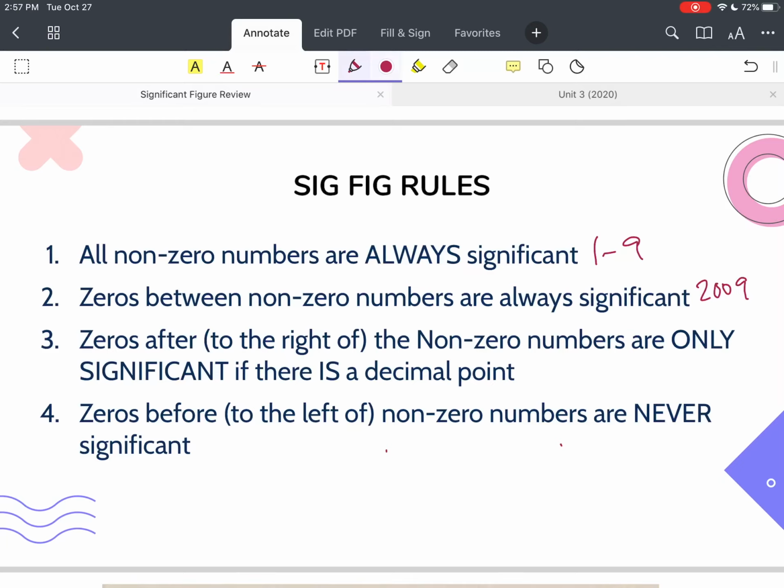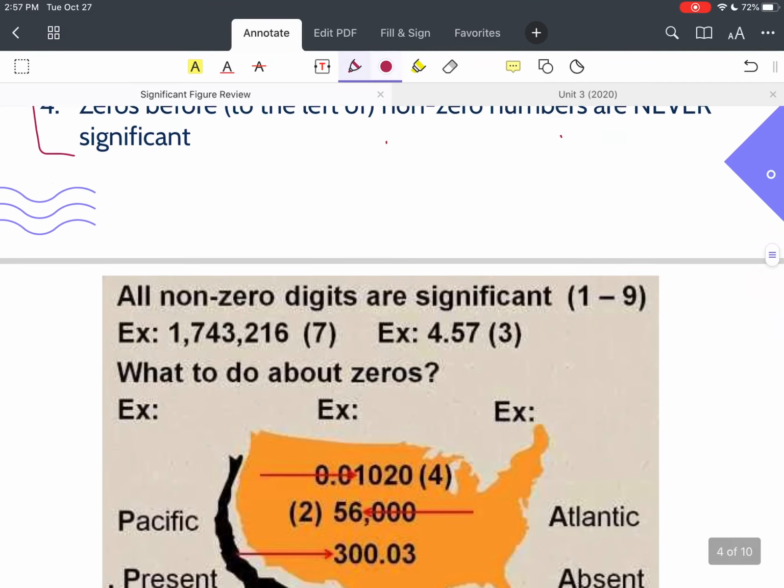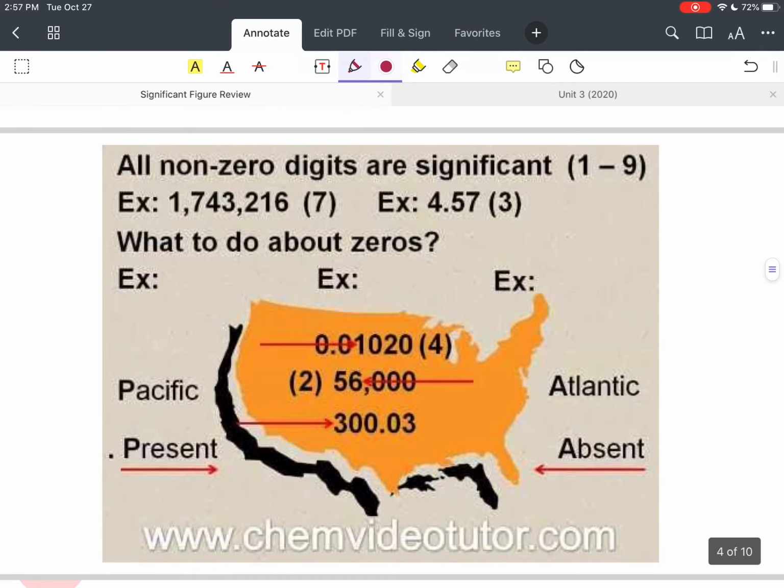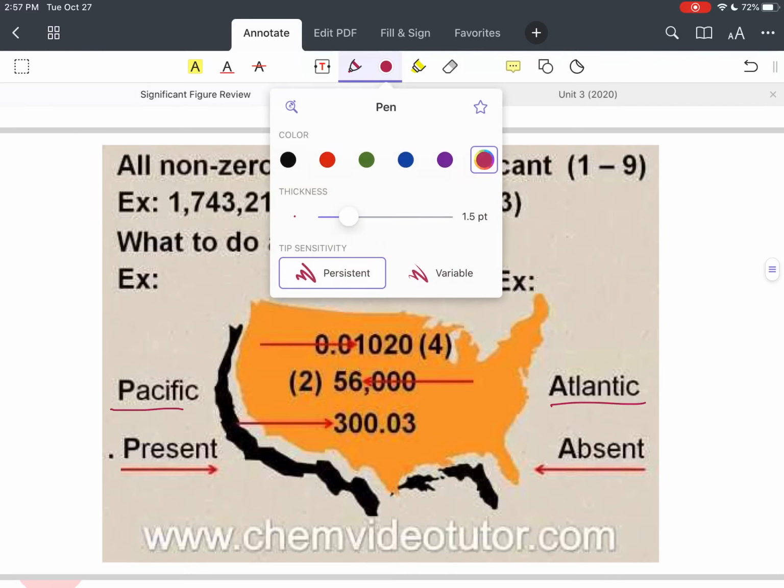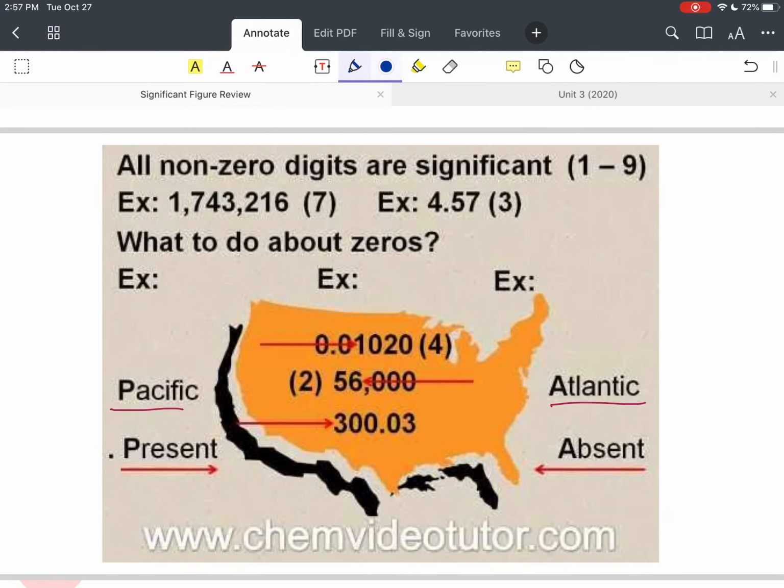And then zeros to the right or zeros to the left. Okay, it starts getting a little bit confusing with those rules. So the best way to remember it is this Pacific Atlantic kind of idea. Okay, so if I imagine my number is sitting on top of the United States, I know my Pacific Ocean is over here, and I know my Atlantic Ocean is over here. If my decimal is present with a P, then I'm going to start looking at my number from the Pacific side, so the left side of my number.